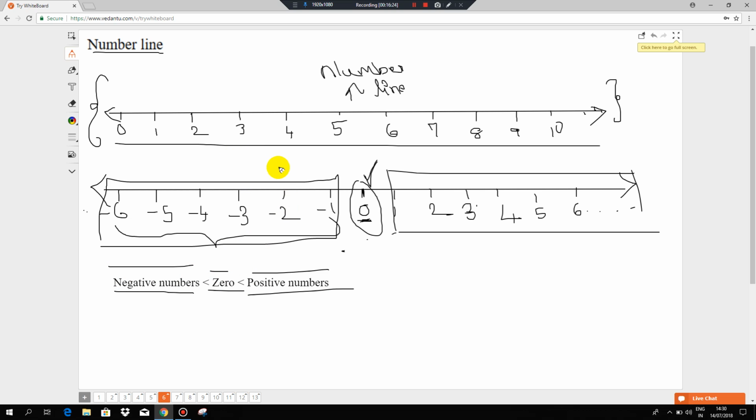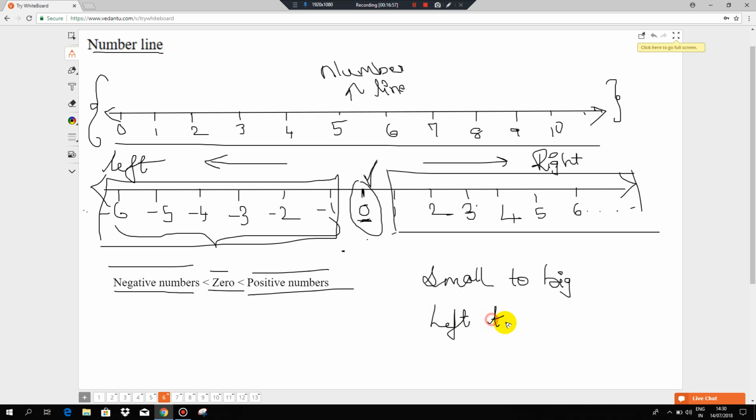And now to remember which side negative numbers and positive numbers come, I'll show you. Always, negative numbers come on this side, which is left. Positive numbers will come on the right. Small to big goes left to right. Keeping in mind, negative numbers are smaller than 0 and also smaller than positive numbers. Positive numbers are greater than 0 and always greater than negative numbers, and 0 is always greater than negative numbers.